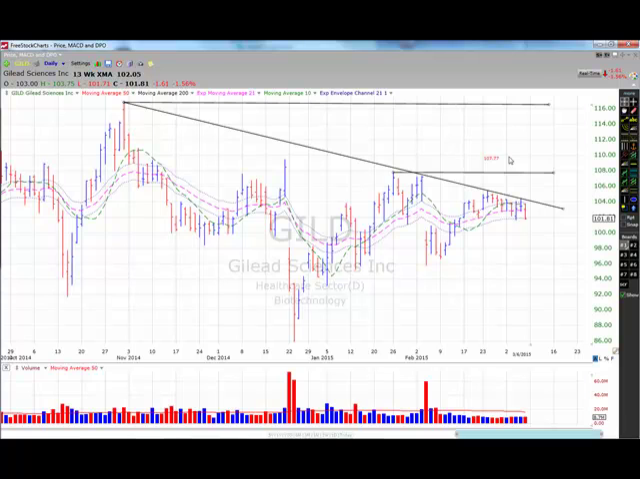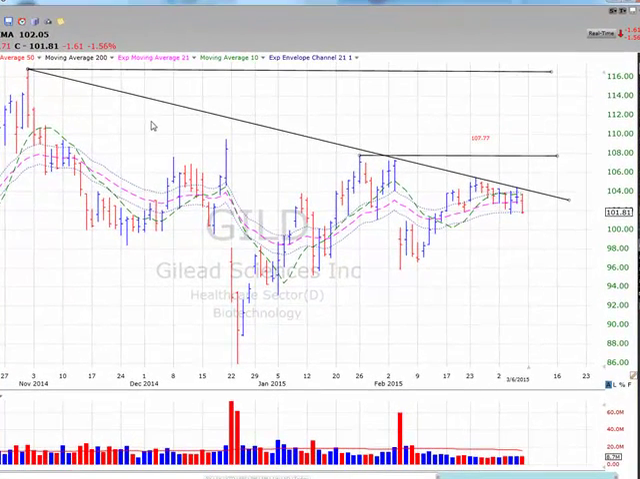Gilead develops therapeutics to treat viral, fungal, respiratory, and cardiovascular diseases. This is not the first time that we've looked at Gilead. What we're looking at with Gilead is this trend line right here. We would buy the stock, particularly for aggressive traders, on a break through this trend line. Notice how the volume has dried up as the trend lines progressed. We're making higher highs and higher lows.